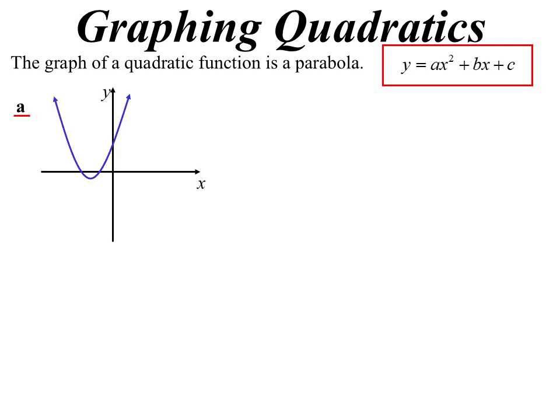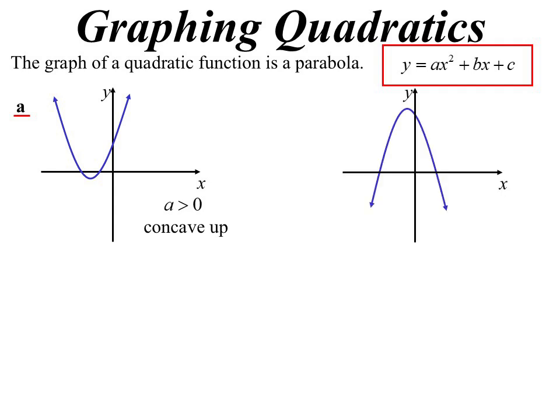So that one I've drawn there, of course, has a greater than 0. It has a positive concavity. It's positive, it's happy, it's smiling. Concave up. That one there is concave down. It's negative, it's feeling down. Concave down. a is less than 0.